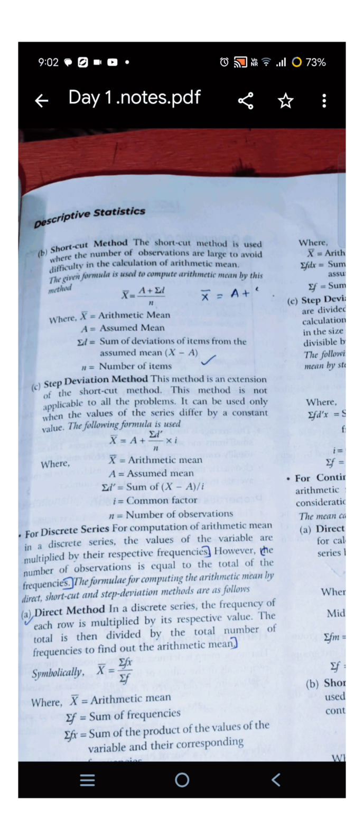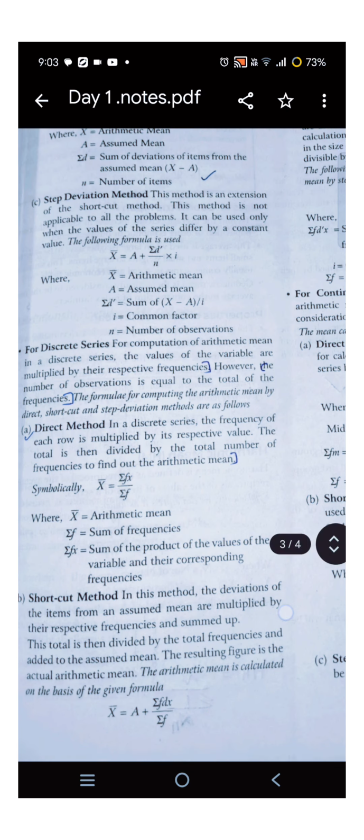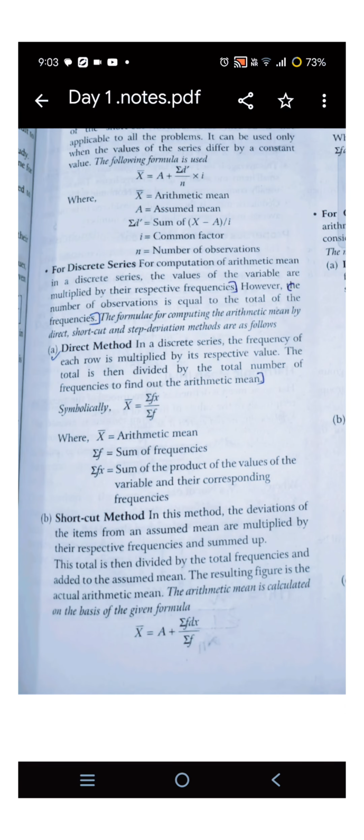Step deviation method: direct method, shortcut method, step deviation method. This method is an extension of the shortcut method. This method is not applicable to all problems. It can only be used when the values of the series differ by a constant value: a plus sigma d dash divided by n into i. That is not so much important, so give the importance to the equations, formulas, and all that.